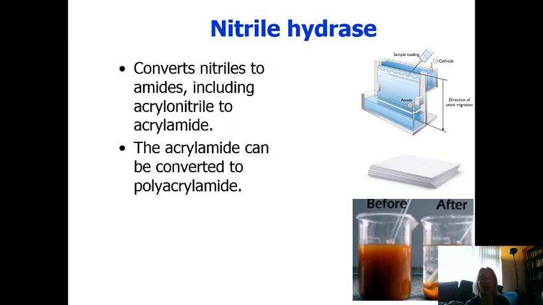We've got nitrile hydrase, so that converts nitriles to amides, and that includes acrylamide. So you might remember when we were doing the manipulating genomes topic and we looked at electrophoresis, that I said about how proteins were separated. They're separated using a process that's called PAGE, which is polyacrylamide gel electrophoresis. So that's how that acrylamide that's used in PAGE is actually formed. It gets converted to this polyacrylamide to make those polyacrylamide gels.